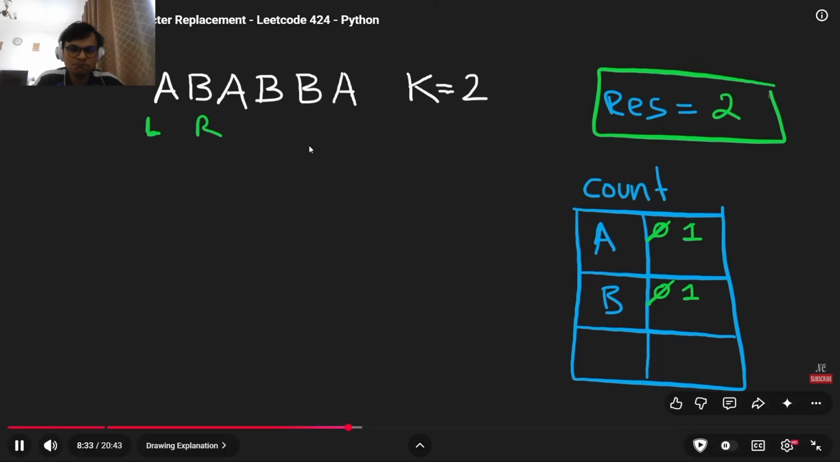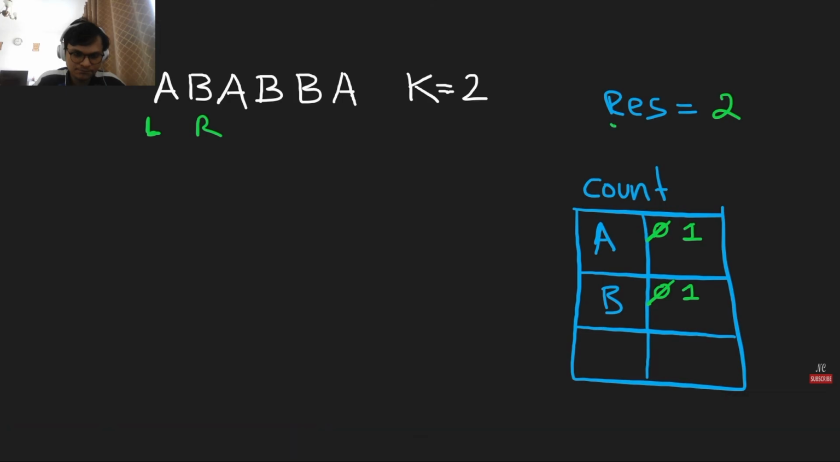Of the longest window that we can get. So that's our result for now. So now let's continue. Next, we're going to shift our right pointer to the third character. So now we get another A. So we're going to take the count of A and increment it all the way to 2. And we're basically going to repeat our algorithm.